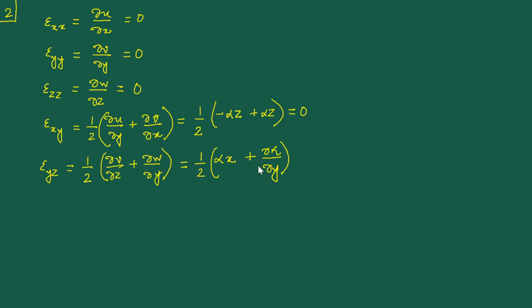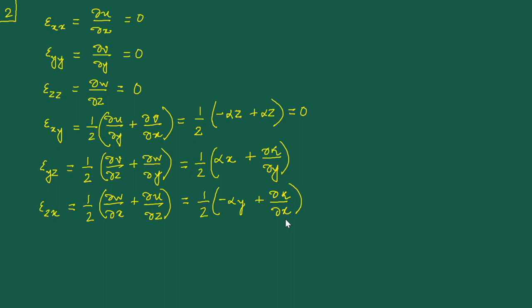The only thing that we can do here is to write it in terms of the kappa and just leave it like this. Next, for epsilon zx, we have half del w del x plus del u del z. So let me first write this del u del z. Del u del z is minus alpha y. Minus alpha y plus del w del x, that gives me del kappa del x. So the only non-zero components of the infinitesimal strains are this epsilon yz and epsilon zx.